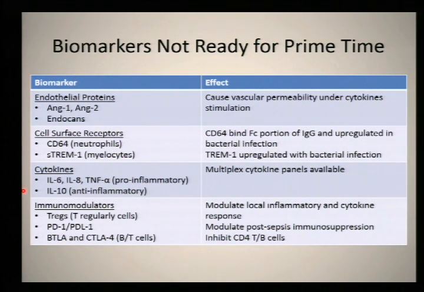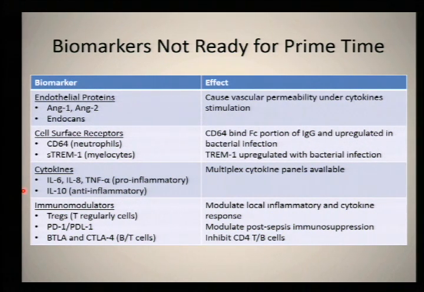And so the endothelial ones like ANG1, ANG2, and endokines, these are released by vascular endothelium under cytokine stimulation. So sort of the same endpoint. There's some data on outcomes of sepsis in these, being worse if these are high or low, depending on the marker. Cell surface receptors like CD64 is an FC binding receptor on neutrophils.